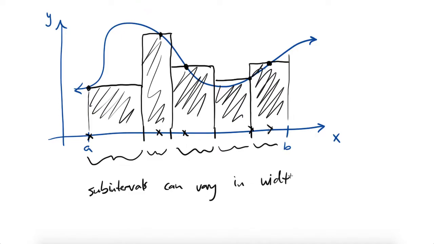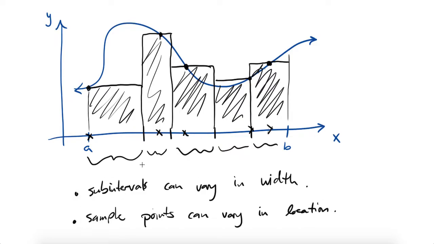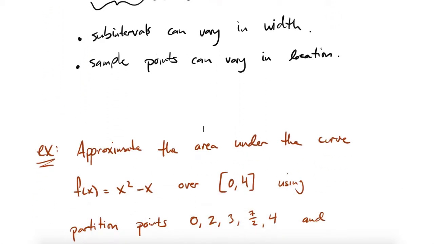And our sample points, the ones I indicated with X here, like left endpoint, midpoint, somewhere here, right endpoint, middle, can vary in location within each subinterval. You don't have to take all left endpoints or all right endpoints. You can take them wherever you want. These are the hallmarks of a Riemann sum. So let's calculate one of these. Let's do a problem.